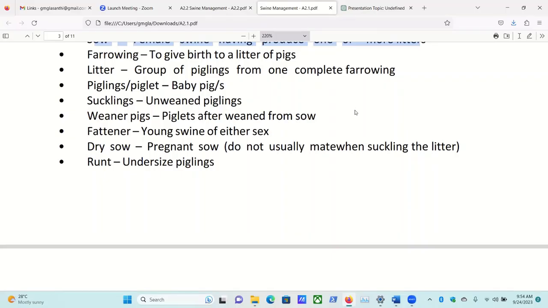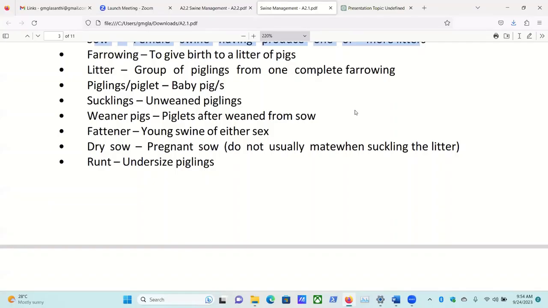Suckling means unweaned pigs. That means they are having milk. They are drinking milk from their mother. Weaner pigs means we have stopped milking. That means they don't suck milk from their mother. They fully depend on external feed.